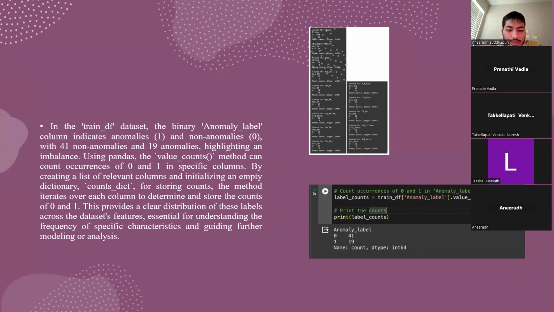Coming to anomaly label distribution, we are using the value_counts method to look at the distribution of the anomaly label column in the train_df dataset. The binary column indicates anomalies and non-anomalies, with 41 non-anomalies (0) and 19 anomalies (1). We used value_counts to count the occurrences of 0 and 1 in specific columns. By storing these counts in a dictionary, we can clearly see the distribution of these labels, which is crucial for understanding the dataset and guiding further analysis.